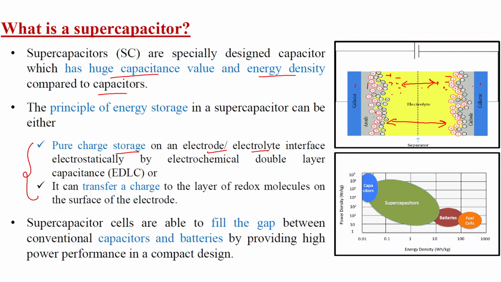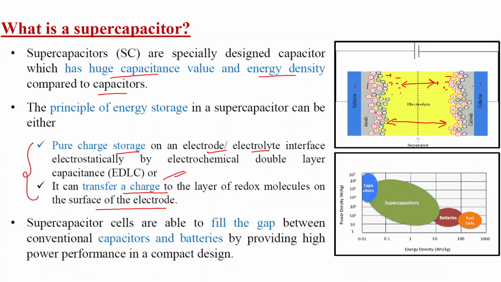So with each passing time, the distance between both the electrodes is decreasing, and with the decrease in the distance, the capacitance increases manifold. That is why these supercapacitors have very huge capacitance compared to capacitors. So this is basically electrostatic non-faradaic energy storage. The second mechanism is the pseudocapacitor, where it can transfer a charge to the layer of redox molecules on the surface of the electrode. In a pseudocapacitor, a redox reaction takes place at the interface of the electrode and electrolyte.